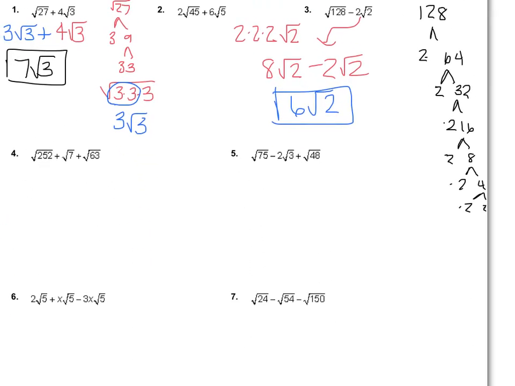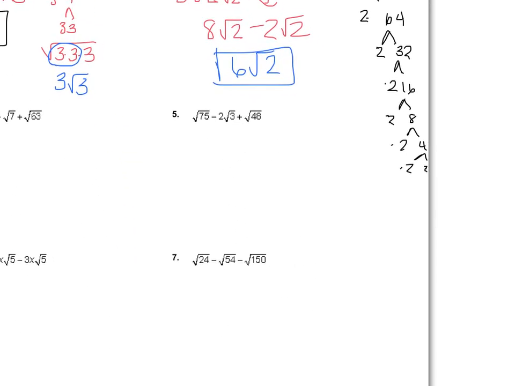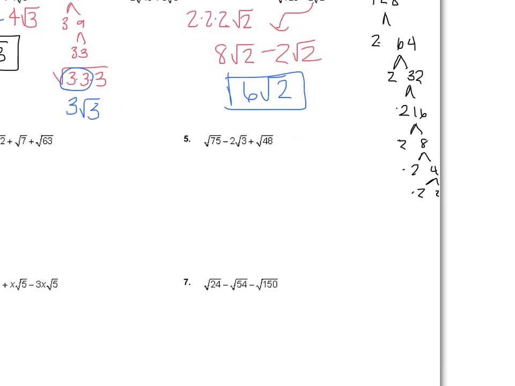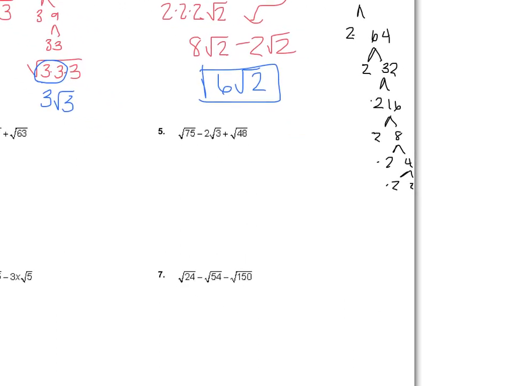For number 5, I'm going to have to prime factor 75 and 48. So 75, I know that that is 5 and 15. 15 is 5 and 3. So square root of 75 becomes 5 times 5 times 3. And I'm looking for pairs. I have a pair of 5s, so it's 5 square root of 3.